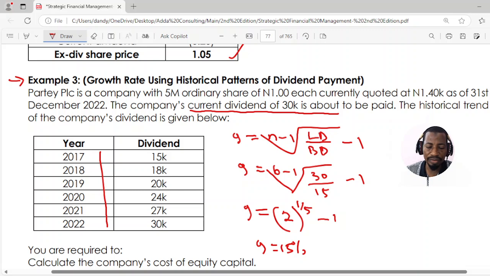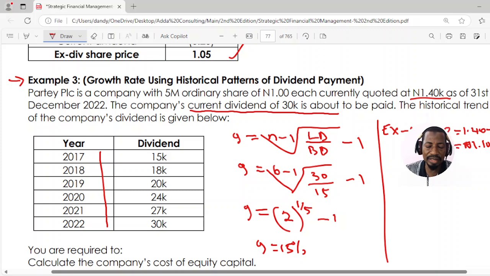So if the growth rate is 15%, I still cannot go ahead to compute my cost of equity because I don't have the ex-div share price. Since the share price given to me of 1 naira 40 kobo is cum div, I need to convert that cum div to ex-div share price. Therefore, the ex-div share price will then be equal to the cum div share price of 1 naira 40 kobo minus the current dividend of 30 kobo, 0.30. This will give me 1 naira 10 kobo. So that's the ex-div share price.